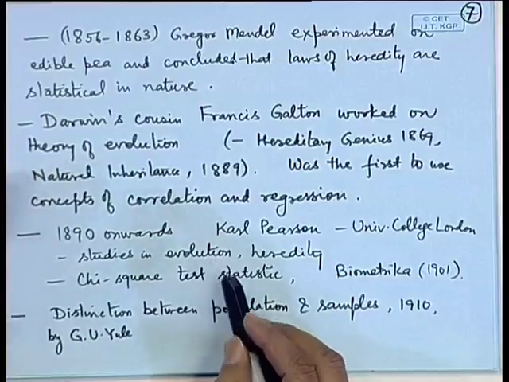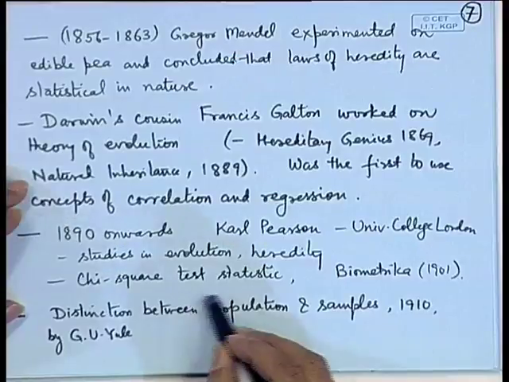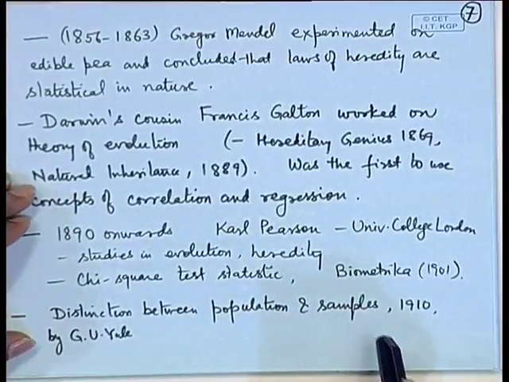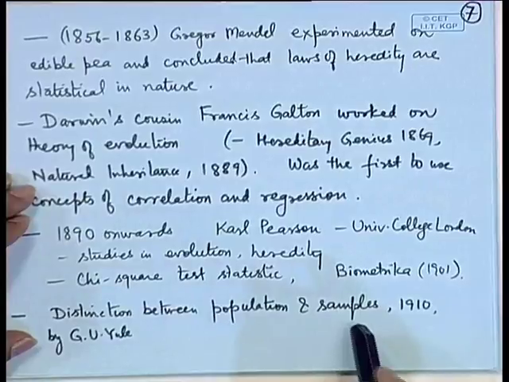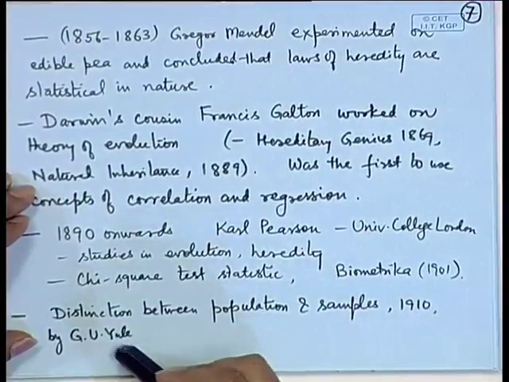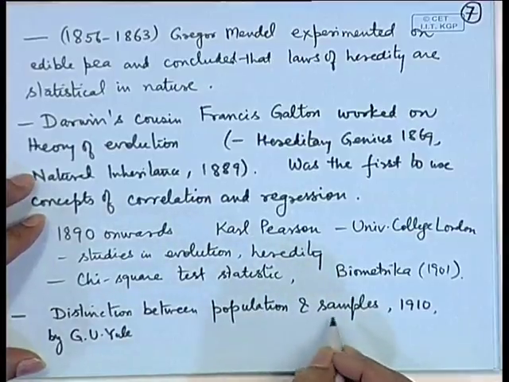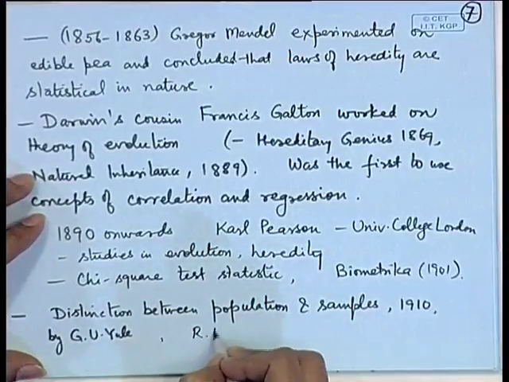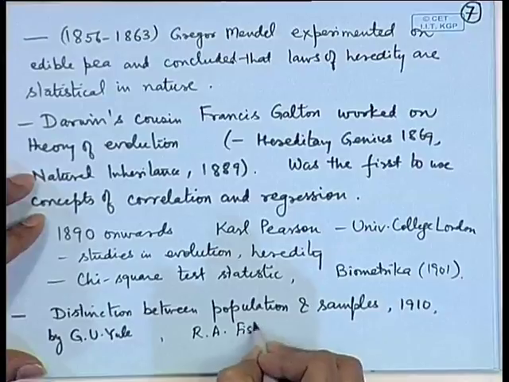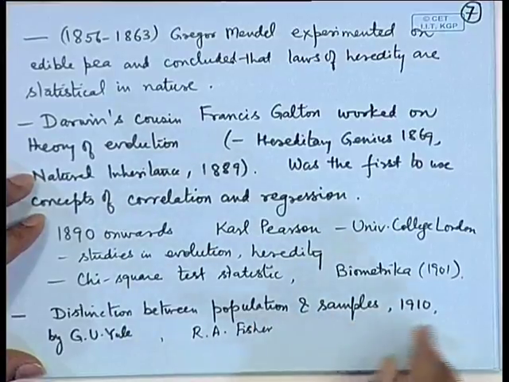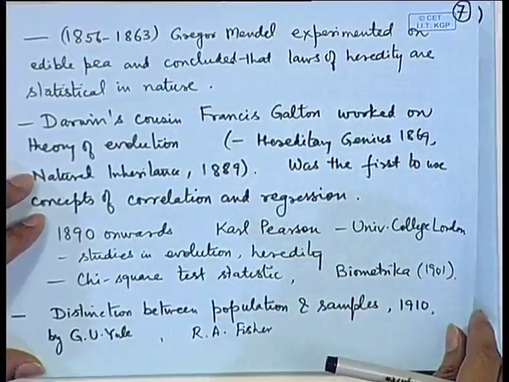Until this time, there was still not a very clear-cut distinction between a population and a random sample. That means we are talking about the full population or a subset of the population. There was not much distinction, but it was the 1910 book by G.U. Yule that gave a clear-cut distinction between population and sample. Around the same time, R.A. Fisher also gave a clear-cut distinction between population and samples.